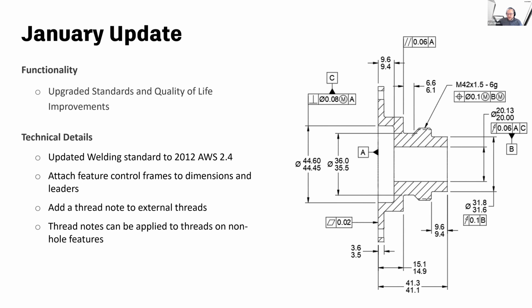And then thread notes could be applied to threads on non-hole features. Up until this time, if you had a thread on, say, an extruded circle, it wouldn't actually work with the thread notes, but now it will. Before, it had to be in a hole feature; now you can add it to anything. This was really important for those importing geometry. If you're importing any kind of geometry and then adding some features to it, that could be a roadblock. So they were listening to customers having these issues and saying, okay, we can fix this. So that's what they did in this update.